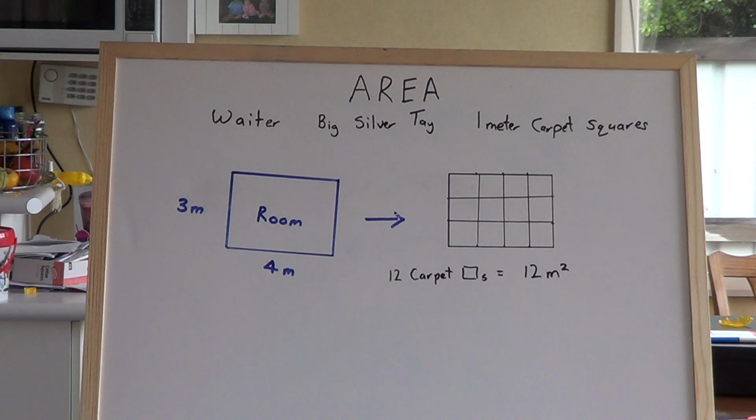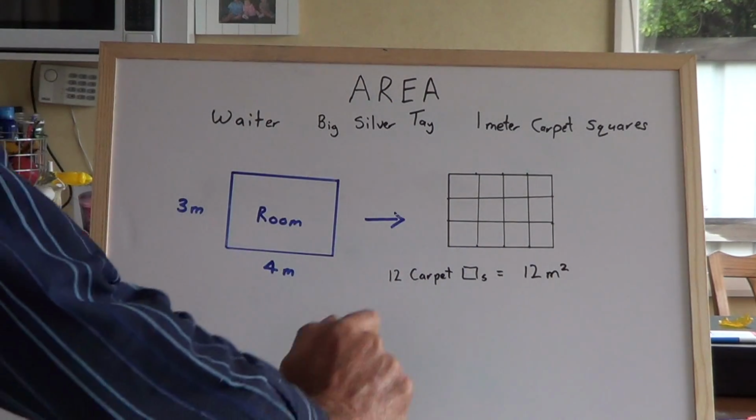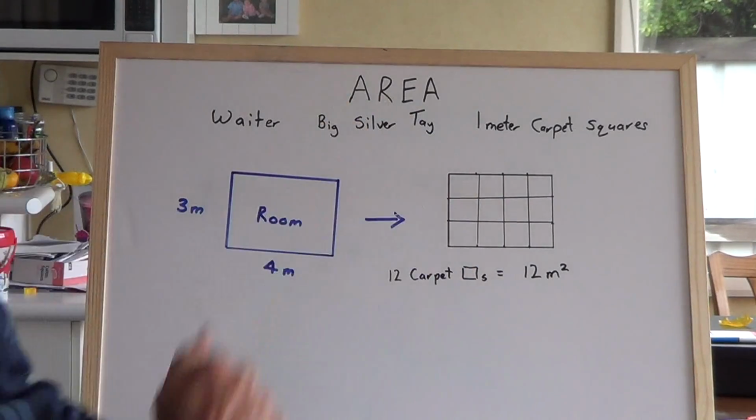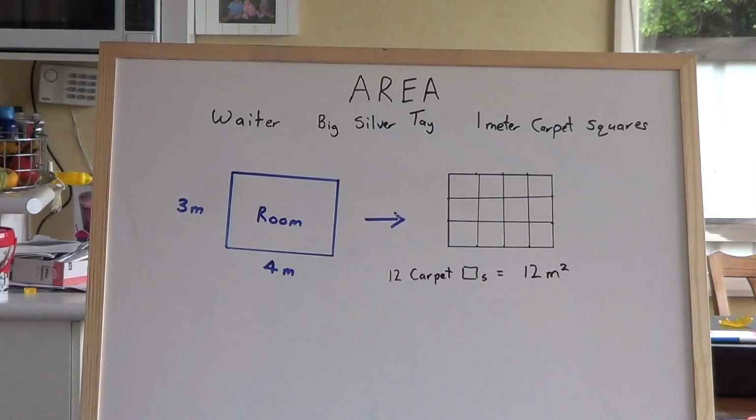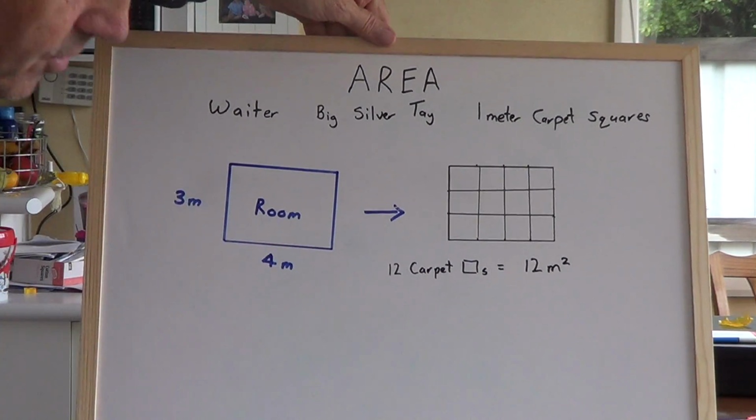He grabs the carpet squares off the silver tray and he flicks them into the air like frisbees and they hover. And then he steps out of the room and all the carpet squares that are in the air just suddenly drop and they cover the floor perfectly like this. And if you count them, there's 12 carpet squares, so that's 12 square metres, and that's the area of the room. Next thing I do is, once I've got that, I give them some examples to do.